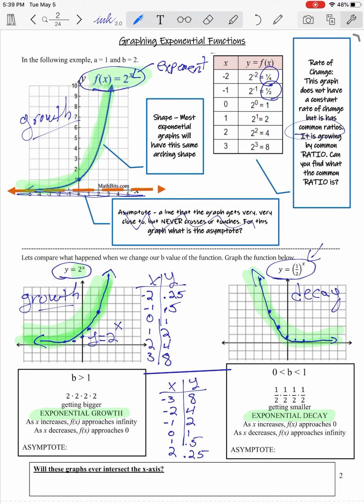Will these graphs ever intersect the x-axis? Now, you could go to your calculator and look at the picture. Does it ever cross the x-axis? No. You could also look at your table. Do the y's ever become 0? No. So will these graphs ever intersect the x-axis? No.